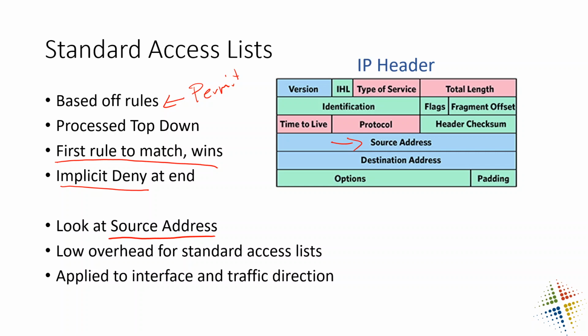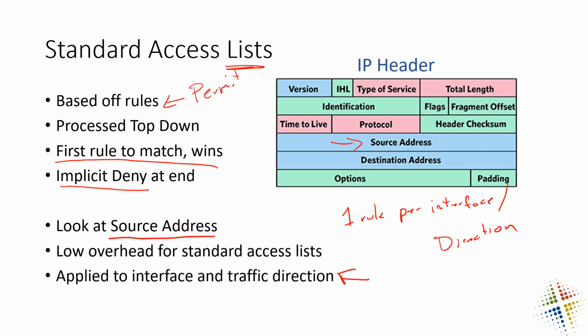And then lastly, yes, we can apply this to an interface and a direction. One thing to note here is you only have one rule per interface / direction. So if you have interface 1 and you create an inbound rule, you can't have a second rule for interface 1 inbound. You have one access list, one list of rules per interface and direction.